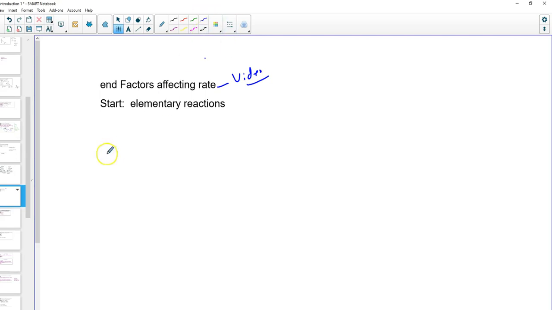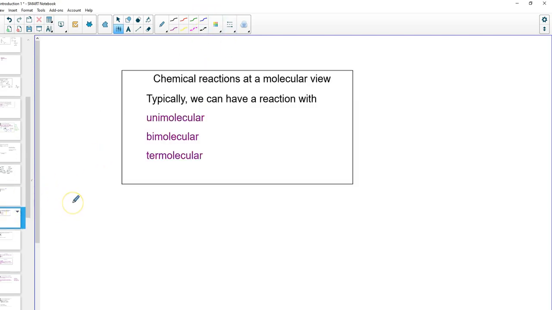Alright, so first things first, chemical reactions at a molecular view. Typically we have reactions that are either unimolecular, bimolecular, or termolecular. Now what does that mean? Unimolecular means that there is only one reactant. An example of this would be just X going to Y.